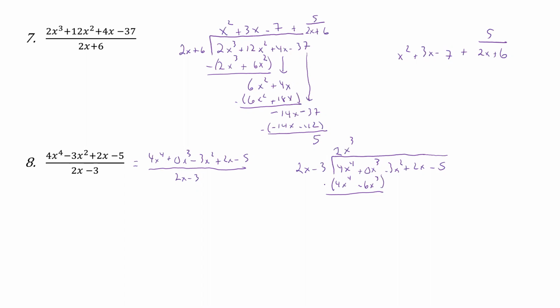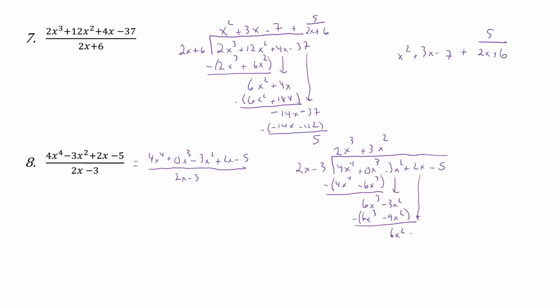So now we're going to subtract that off. Those become 0, 0, and that's going to become plus 6x cubed. So that's going to give us 6x cubed. Now we bring down our minus 3x squared. So 2x times what is 6x cubed? Well, times 3x squared. That gives us 6x cubed. And then we have minus 9x squared.